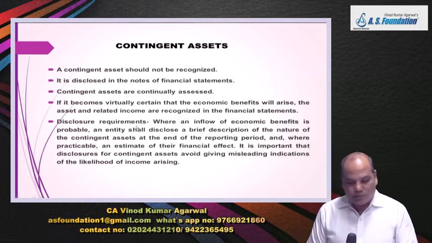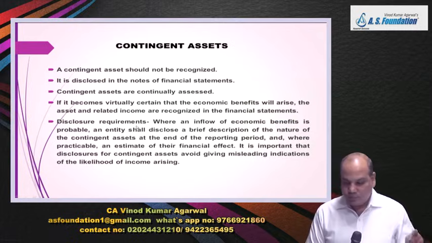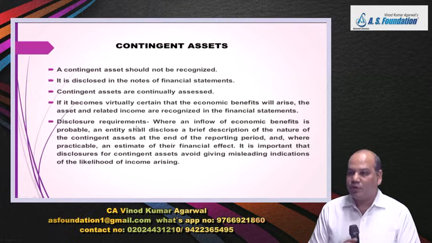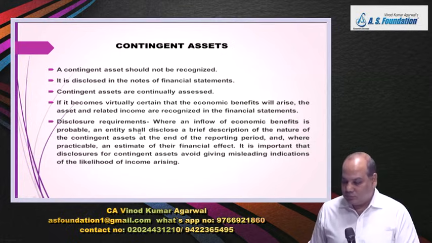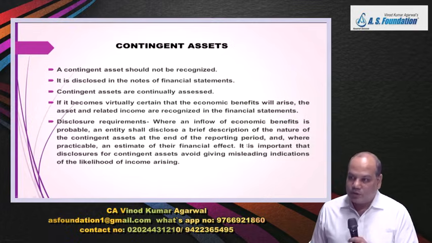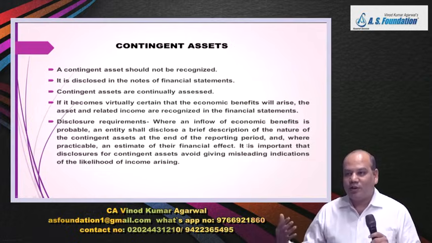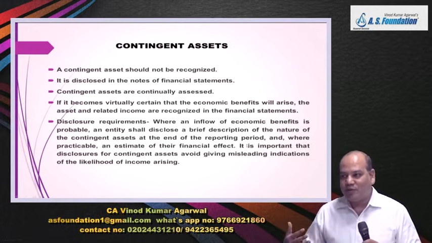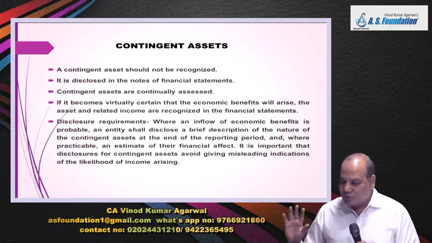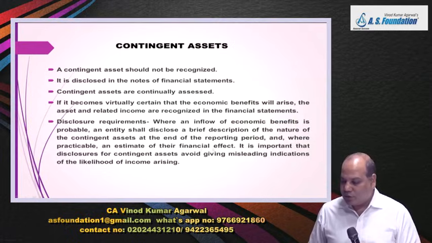What are the disclosure requirements relating to contingent asset? Where an inflow of economic benefit is probable, an entity shall disclose only a brief description of the nature of the contingent asset at the end of the reporting period. You will not write an elaborate essay on that so as to attract the investor that yes, we are going to win 200 crore rupees in the court case. Okay, only a brief description, and where practicable, an estimate of their financial effect.